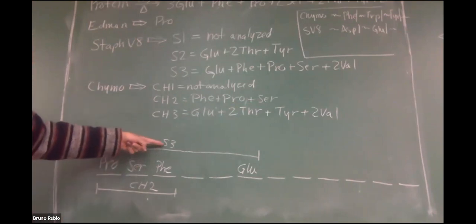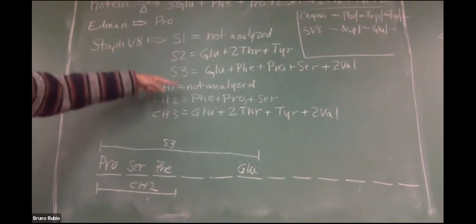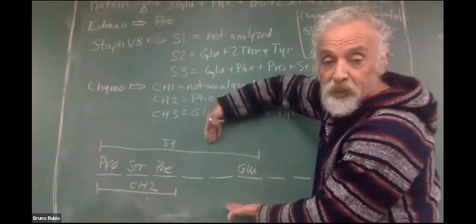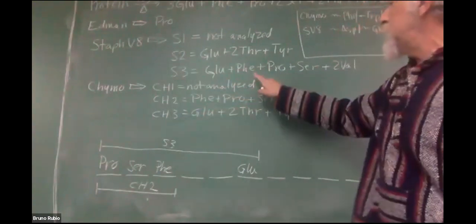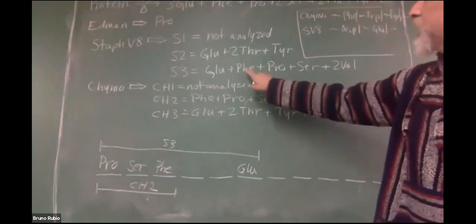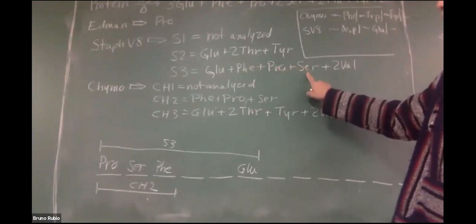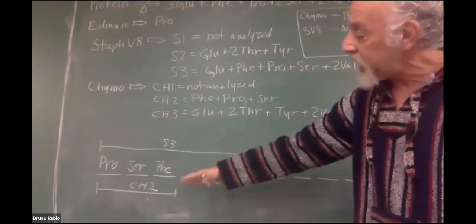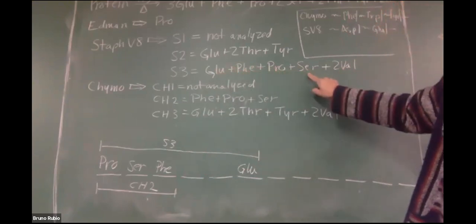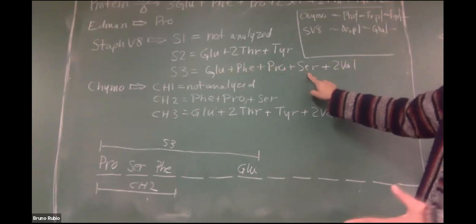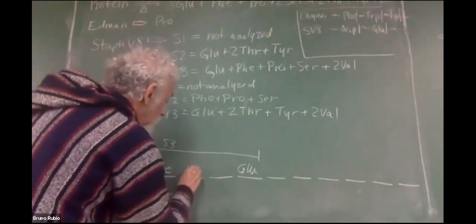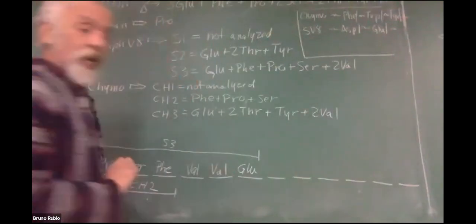Now if I go back to S3, I see that S3 overlaps with CH2. In CH2, I see phenylalanine, proline, and serine. So S3 and CH2 overlap. I found a home for him, for him, for him, and for him in S3. The only thing I'm missing are these 2 valines. So they must live there.